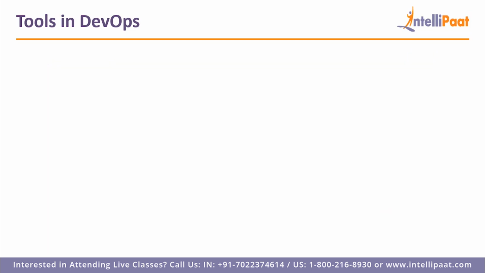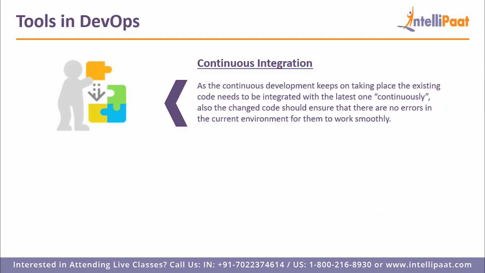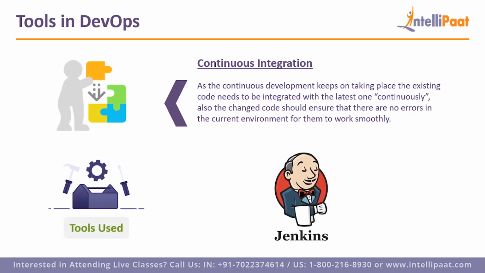Now the next point is continuous integration. So guys, in this stage, if your code is supporting a new functionality, it is then integrated with the existing code continuously. As continuous development keeps on taking place, the existing code needs to be integrated with the latest one continuously. Also, the changed code should ensure that there are no errors in the current environment for them to work smoothly, right? And the tool used behind them, guys, Jenkins is the tool that is used for continuous integration here. One can pull the latest code from the Git repository, produce the build and deploy on the test or the production server, right?